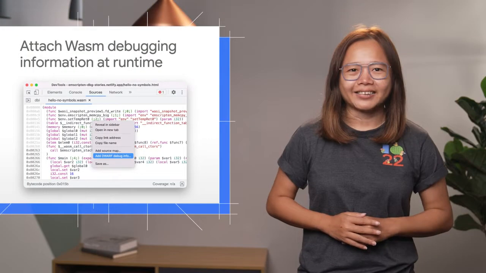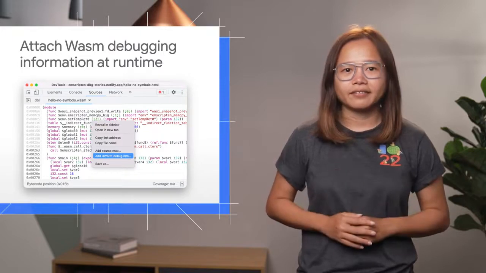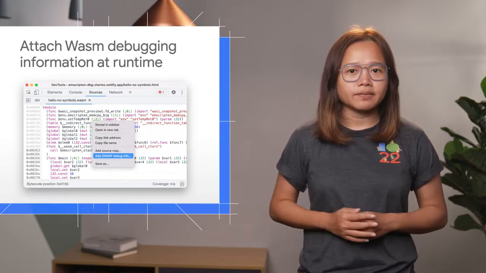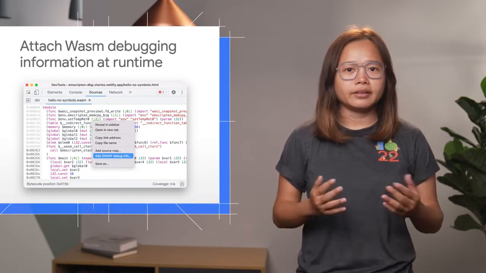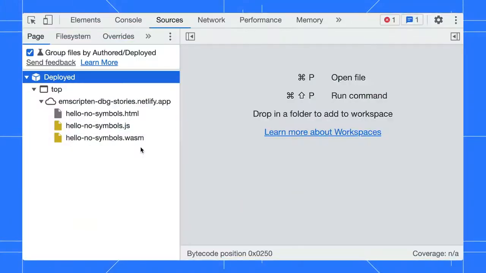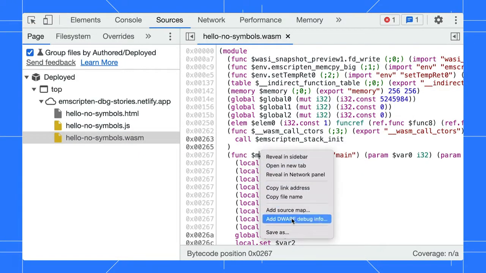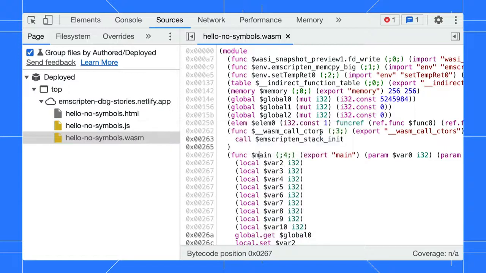Next, you can now attach WASM debugging information manually during runtime. Debugging information for WASM is similar to source map for JavaScript. You use them to map the code and better debug your application. Open a WebAssembly file in the Sources panel. Right-click in the editor and select Add Draft Debugging Info to attach debugging information on the fly.